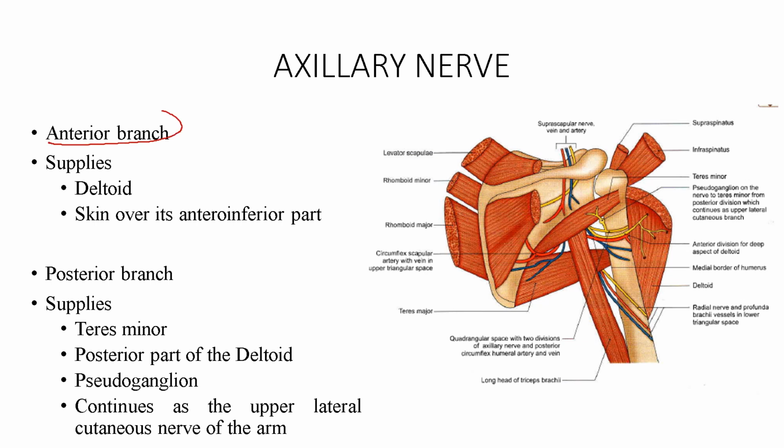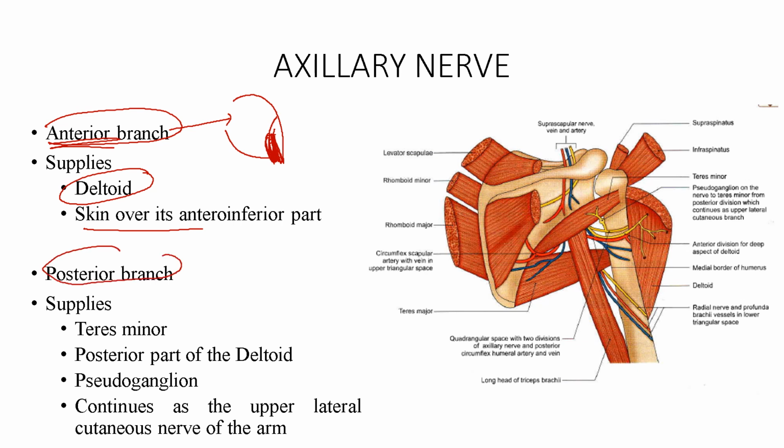The anterior branch of the axillary nerve is going to supply the deltoid muscle and the skin over its anterior inferior part. Suppose this is the deltoid muscle. This deltoid muscle is supplied by the anterior branch of the axillary nerve. Besides this, the skin over the anterior inferior part of the deltoid muscle is supplied by the anterior branch, while the posterior branch supplies the teres minor muscle, part of the deltoid muscle, and it carries a pseudoganglion.